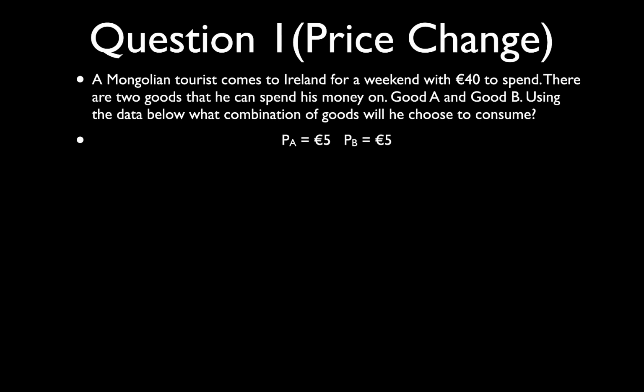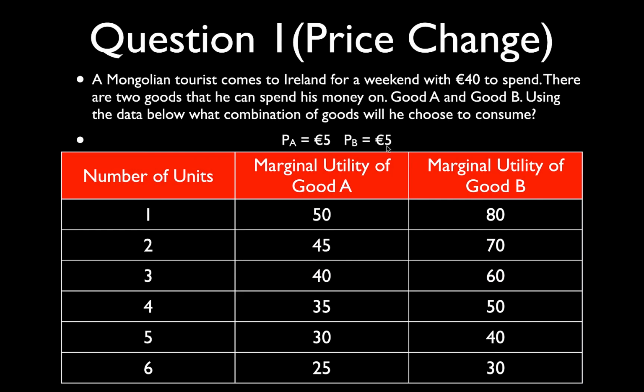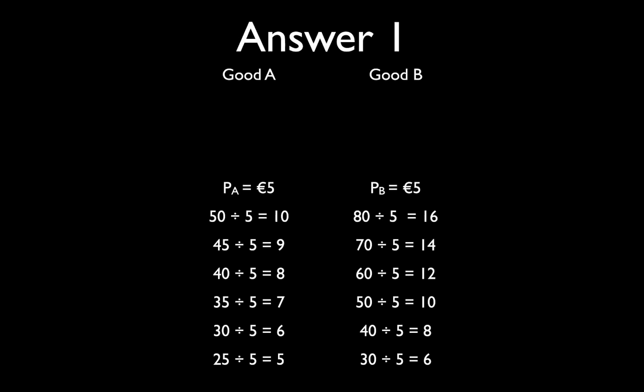Now, I know this is longer, but this is the exact same question, but I have dropped the price of good B. Don't forget, in the previous answer, he consumed 2 units of good B and 4 units of good A. But now I've dropped the price of good B. So following a fall in price, how does this fit into the idea that the demand curve is downward sloping?